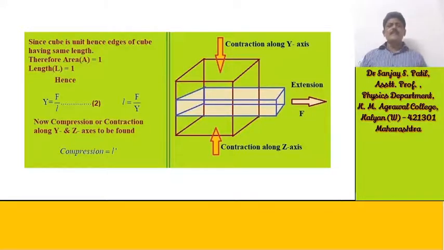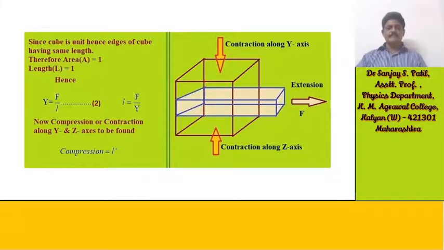Since the cube is a unit cube, the edges of the cube have the same length. Therefore, area A is equal to 1 into 1, that is equal to 1. Hence, capital Y is equal to force upon area. Area is equal to 1, that is why only force. Change in length per unit original length; original length value is 1. Y is equal to capital F divided by small l, and this is equation 2. From this, small l is equal to capital F divided by Y, where small l is elongation or extension along the x direction.